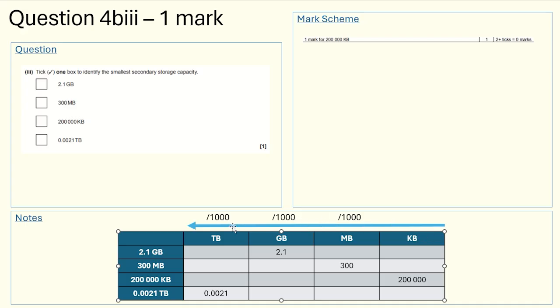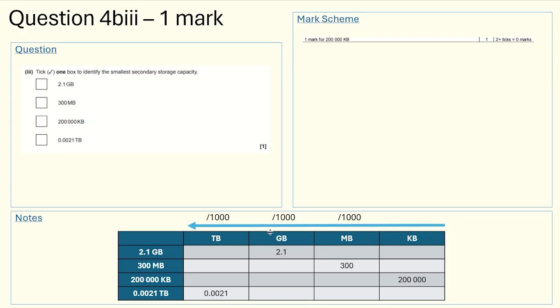So if we're going to the left, we're dividing by 1,000. If we're going from left to right, so to convert terabytes into gigabytes, we'd need to times by 1,000. So it would be the other way. All we're doing really is shifting the decimal point 3 places to the left if we're dividing, and we're moving it 3 places to the right if we are multiplying.